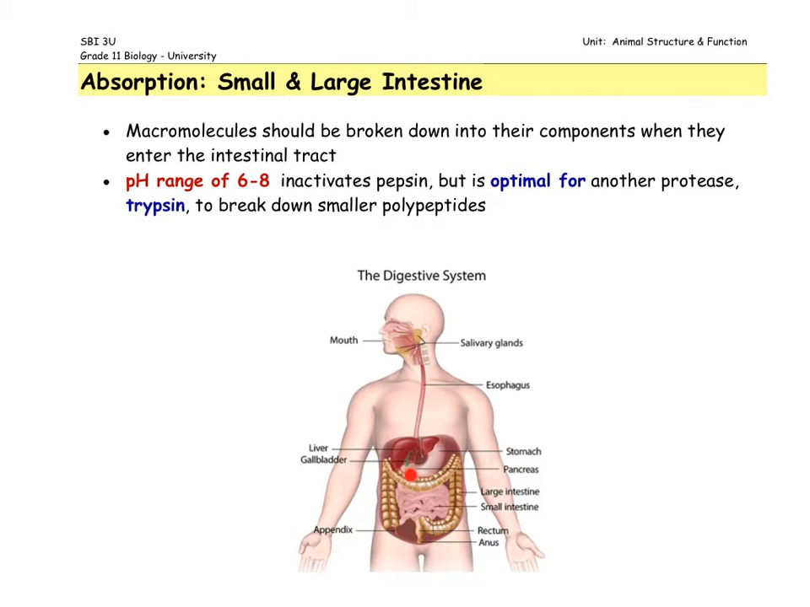So pepsin works great for digesting proteins in the stomach, but is turned off by the higher pH level in the intestine. And what that does is it turns on another enzyme called trypsin, and its job is to break down smaller polypeptides, but it's not going to be able to break down large proteins. So it's really kind of an ingenious design, our digestive system, in that we can use pH to act as on and off switches, because our enzymes are going to have optimal pH functioning ability based on where they're positioned.